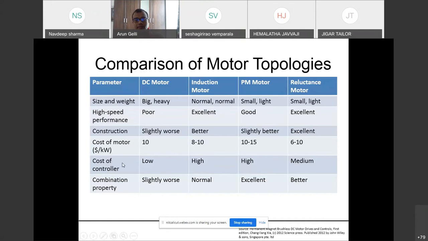So various parameters are considered by the industry, and what we feel is that permanent magnet machines are going to be a game changer for these electric vehicle applications. Unless reluctance machines, if they can come up, they can also be used, because more or less the PM motor and the reluctance motors with permanent magnet assistance will have similar properties, and if the cost factor can be improved with the reluctance motors, then definitely this will be used by the industry going ahead, and there is a lot of research happening in this area.